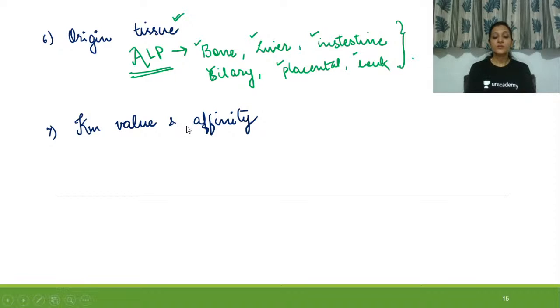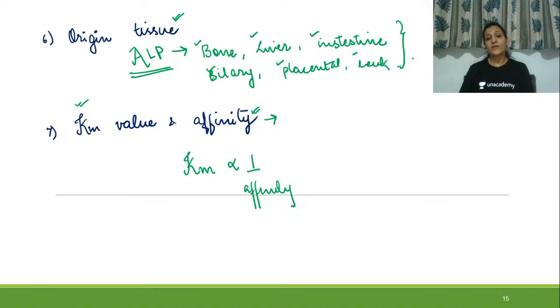Right? Now the last characteristic of isoenzyme that we need to see is Km value and affinity. How is the Km value related to affinity? Km value is inversely proportional to affinity, right? Affinity of the enzyme towards its substrate. This is the affinity, how the enzyme is getting attracted towards the substrate. This affinity is for the substrate, not for an inhibitor or modulator or anything, right?